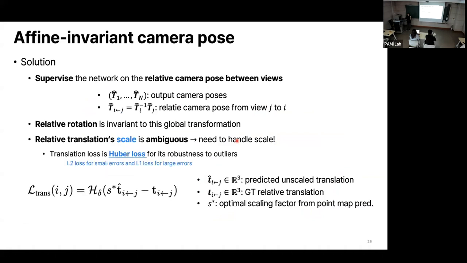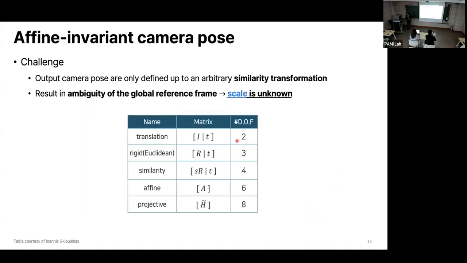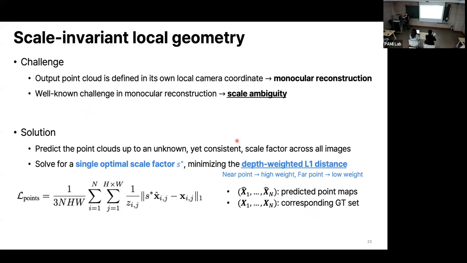On the scale ambiguity, you mentioned that you have to solve for a single scale vector so that it can minimize the error. I guess this solving should be differentiable. Is this operation differentiable so that you can train the full model end to end? Can you say the last word?